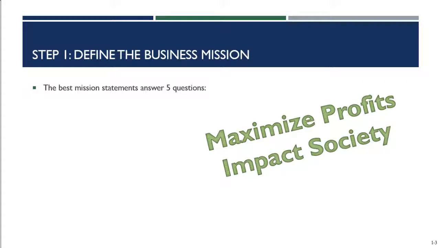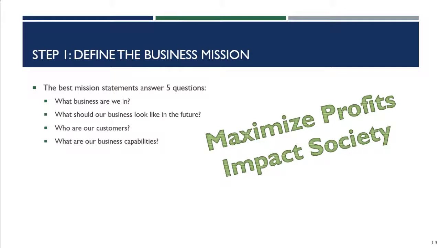Now, there are 5 questions that really should be answered in a mission statement. And I'm not saying that the mission statement should be written in 5 sentences with 1 sentence addressing each of these questions, but very generally speaking, the best mission statements answer these 5 questions. What business are we in? What should our business look like in the future? Who are our customers? What are our capabilities? And what do we want to accomplish?